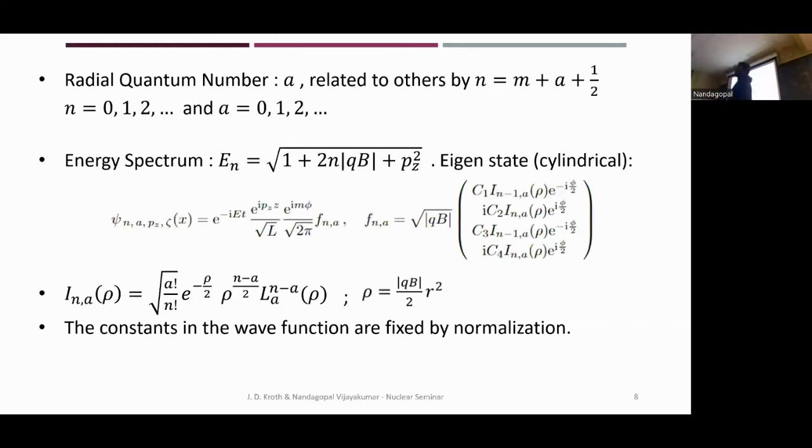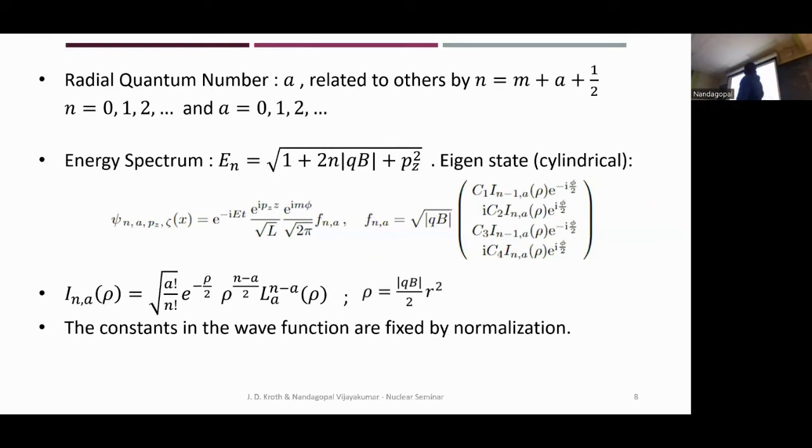And now there is one more quantum number, the radial quantum number a, which is not independent of the others. It depends on n and m as shown in the relation. And we'll be working with n and a as the quantum numbers instead of n and m, because n and a are non-negative integers, so it's much more convenient to work with n and a. And the energy spectrum in this case is given as follows, and we can see that the energy only depends on n and not on m, so there's a degeneracy in m.